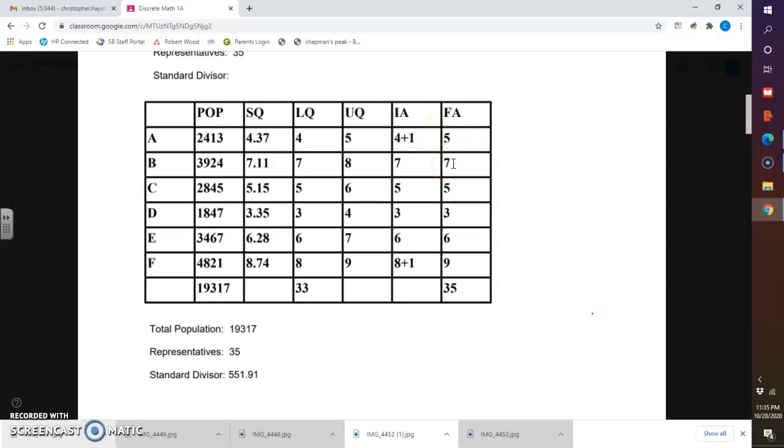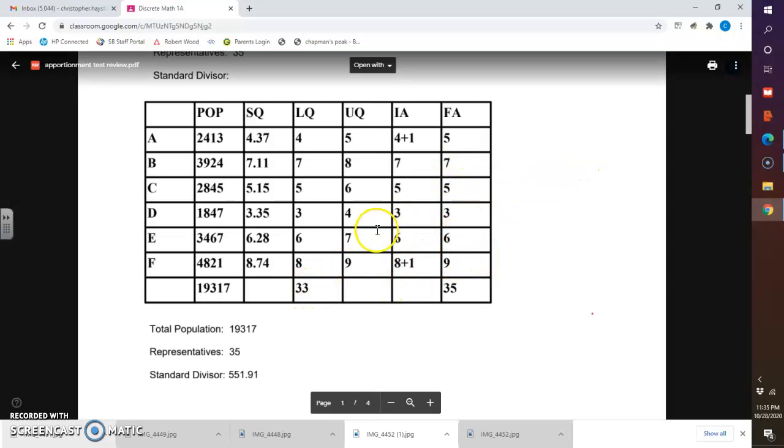5, and then we keep 7, 5, 3, 6, and then add 1 to the 8 and get 9. And that's how you do Hamilton method. Very straightforward.